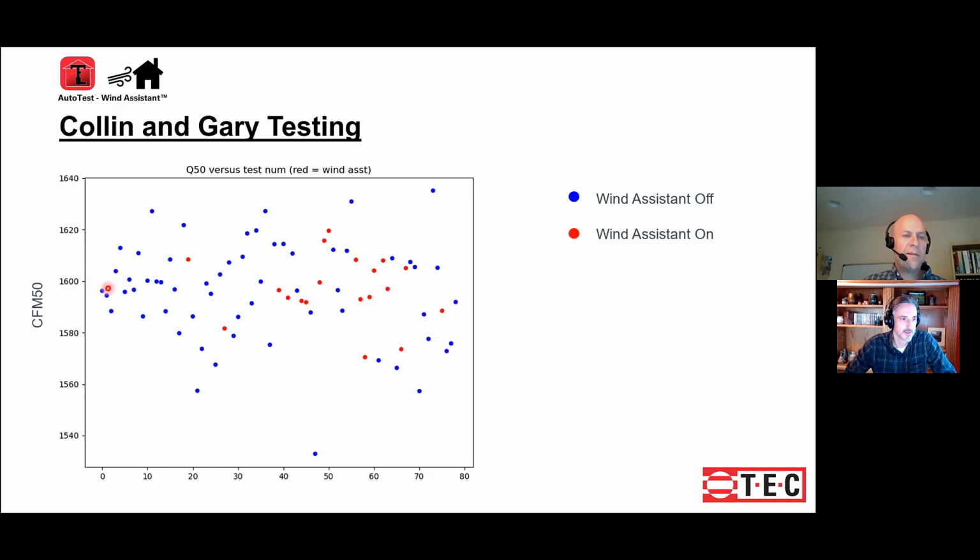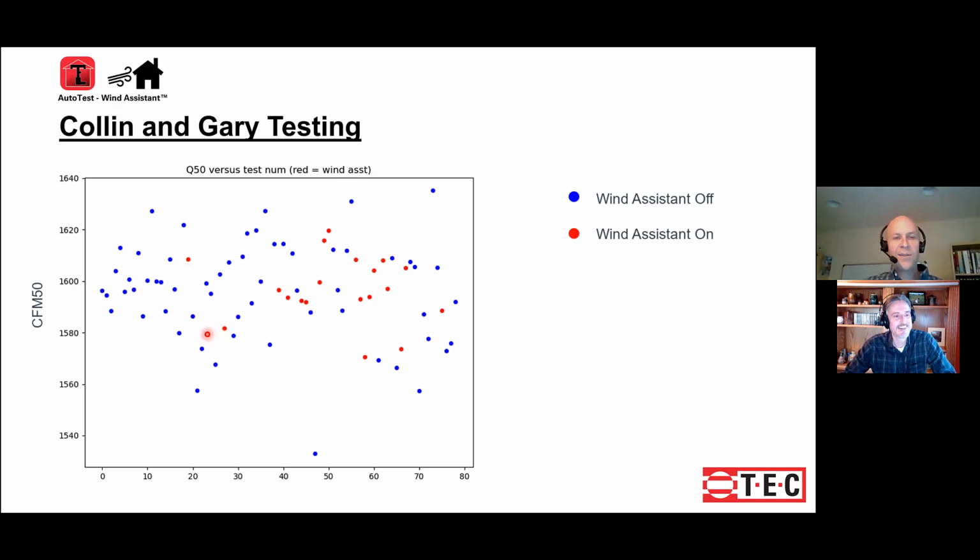Okay. And what you see here is this really isn't a bad result. The fluctuations that you're seeing from test to test for CFM50, this would be actionable data for decision making on a typical house. But the blue dots are the times when the wind assistant settings did not kick in, and the red dots are the times when wind assistant settings did kick in.